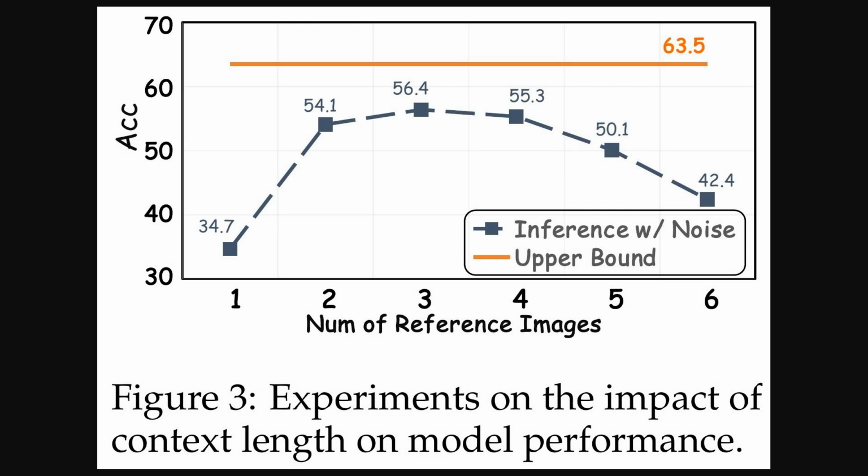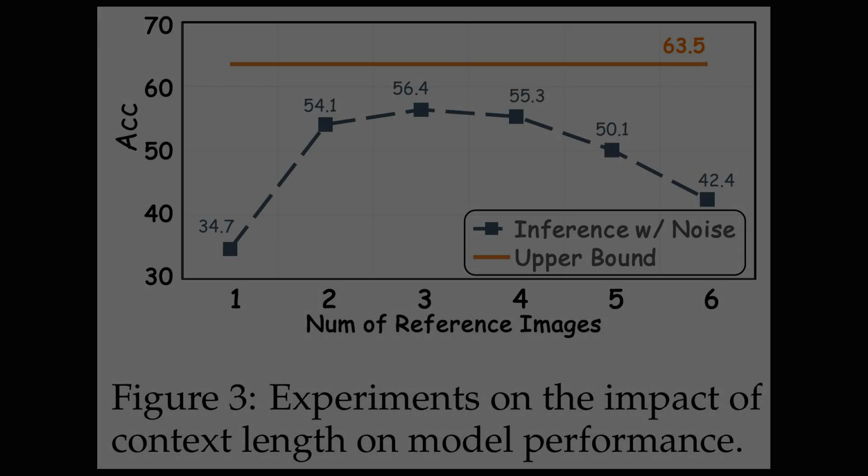So building on that idea of effective information gathering, this next plot explores a really interesting trade-off. It shows how the model's accuracy changes depending on how many reference images it's given to work with at once. We can see that performance improves as we go from 1 to 3 images, peaking at an accuracy of 56.4%. But after that sweet spot, giving the model more images actually starts to hurt its performance, likely because of the added noise from less relevant visuals. This result highlights that simply adding more information isn't always better.